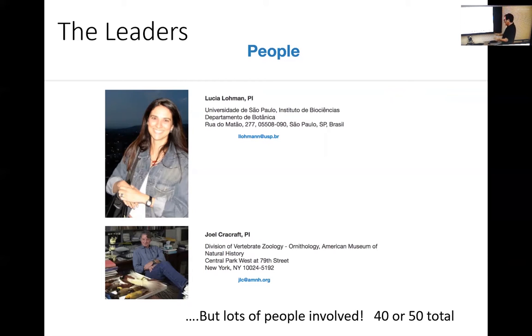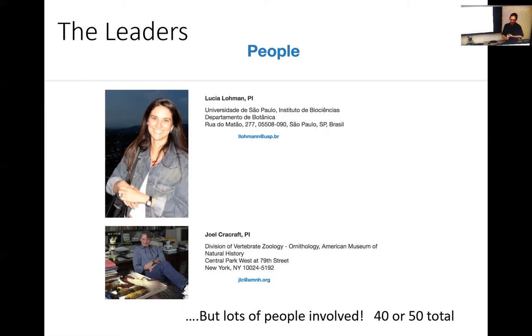But there were lots of people involved. There were 40 or 50 people total. We go to these great joint meetings at USP in Sao Paulo, and there'd be like 50 people, a smorgasbord of geologists and paleoclimatologists and experts in butterflies, plants, birds. And it was really awesome and exciting, just being able to meet this amazing group of people.